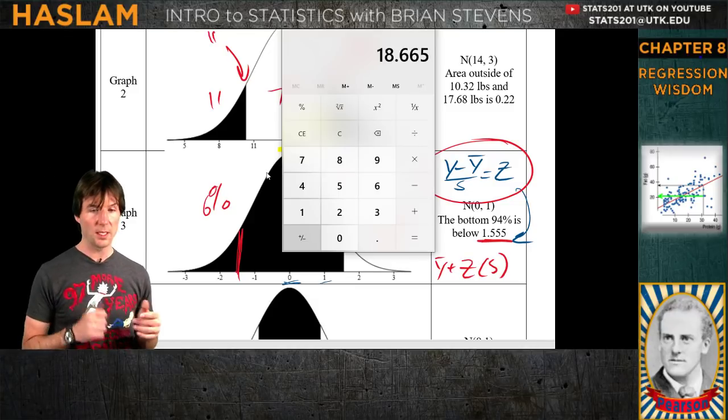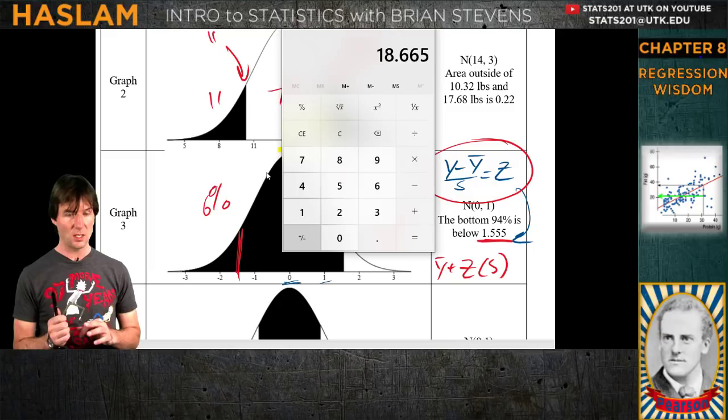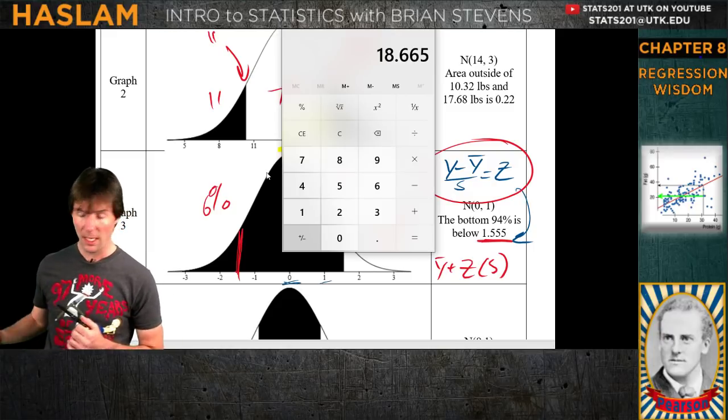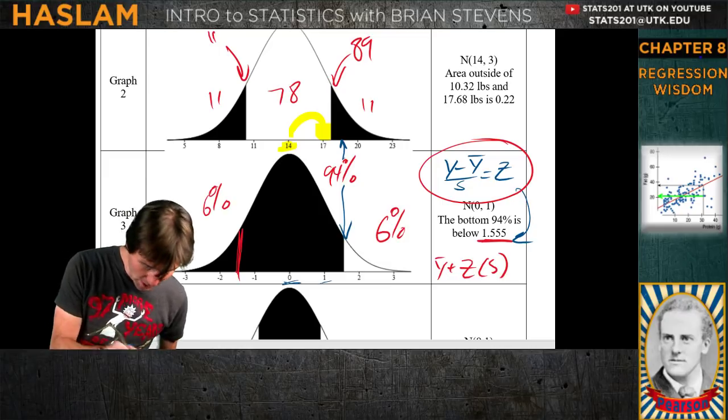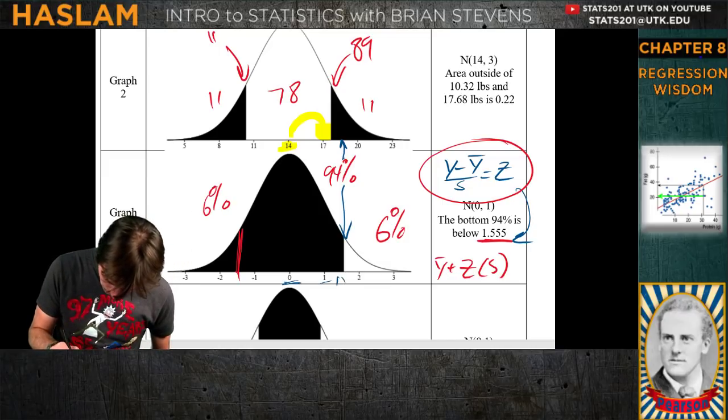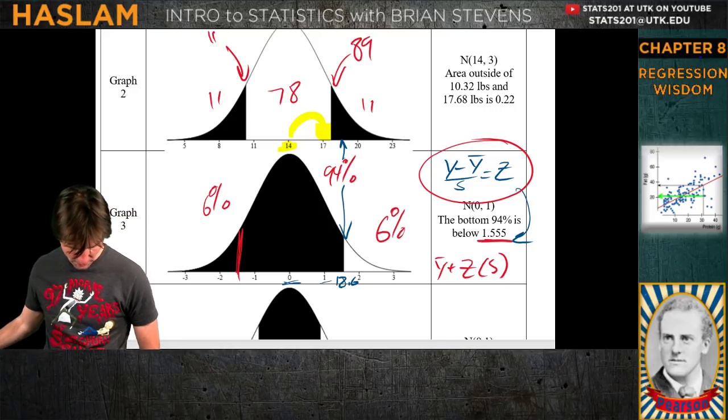All I did was plug in the mean plus the z-score times the standard deviation, and people were guessing 18.5. You were very close, because that value right there is at 18.65, I think it was, 18.65. I think that might be a value we might need later.